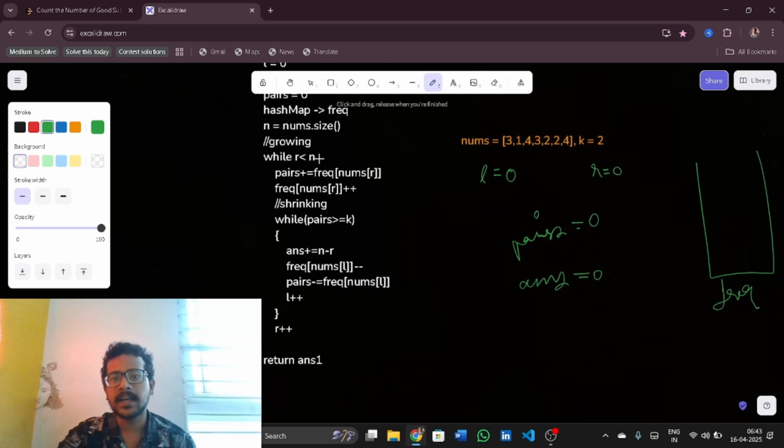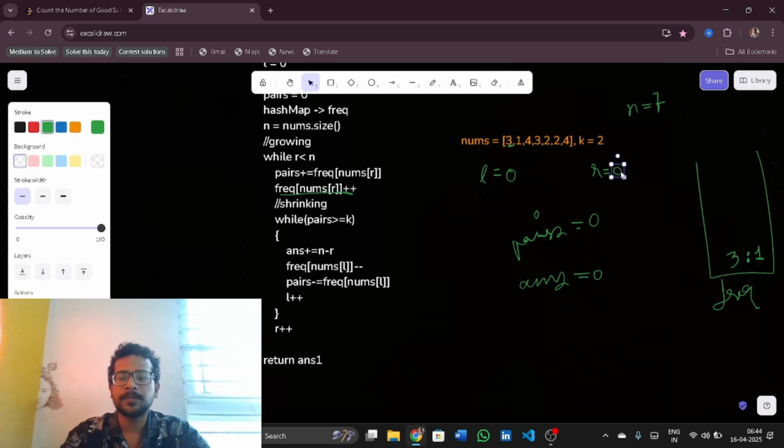Now R is less than n. Is it true? Yes. N is 7, so the size of array is 7. Now pairs plus is equal to frequency of nums of R. R is 0, nums of R is 3. So that means 3 is having by default a frequency of 0 in the hash map. So frequency of nums of R plus plus, then 3 is having a frequency of 1. Now, while pairs is greater than or equal to k, pairs is just 0. It is not greater than or equal to 2. So skip that. R plus plus, R is incremented by 1.